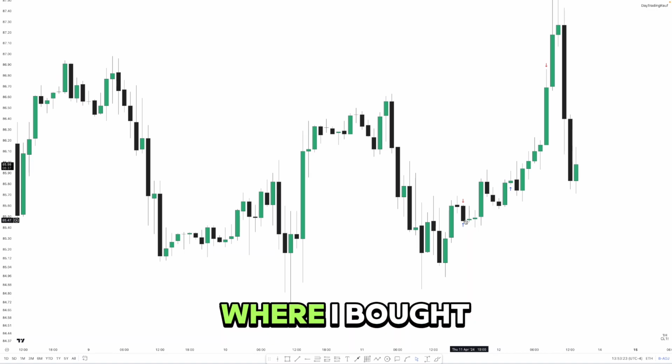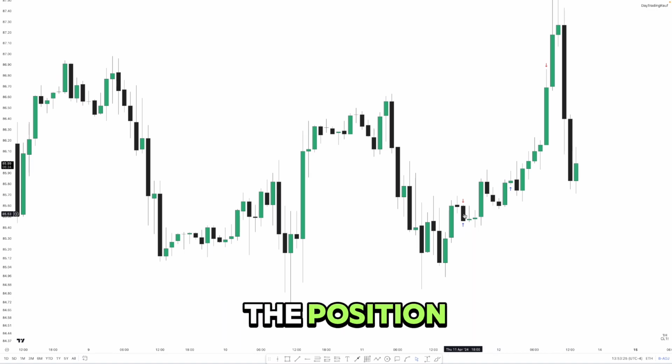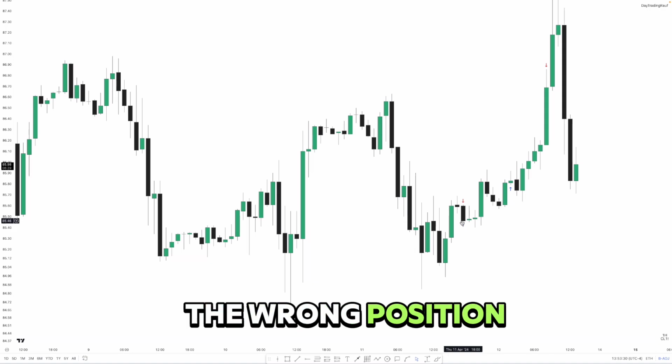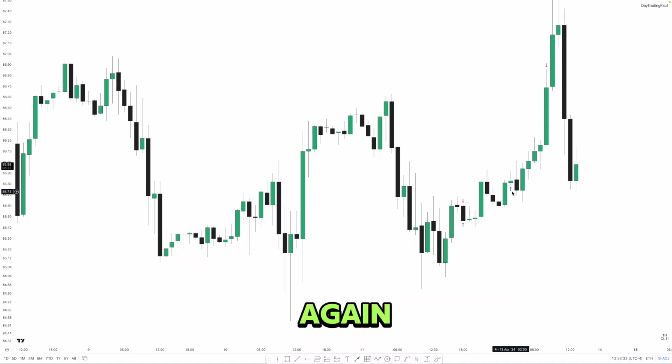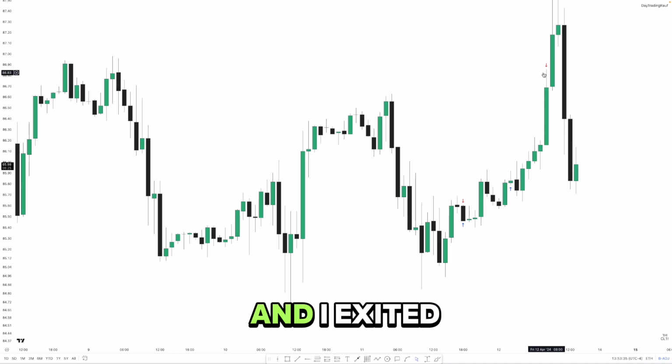As you can see, this is where I bought long and this is where I squared the position. This is because I was in the wrong position size. And this is where I bought again. I bought inside of this fair value gap and I exited right here.